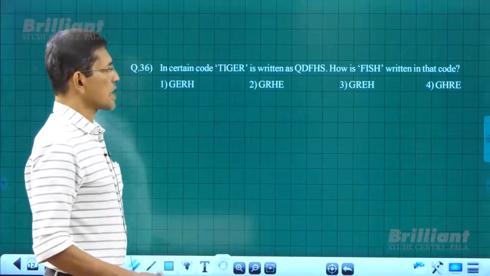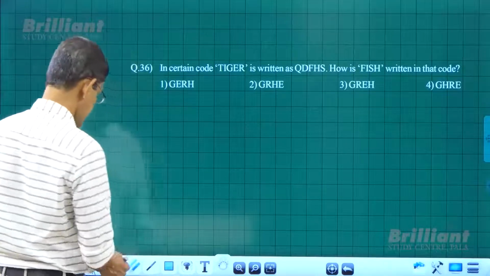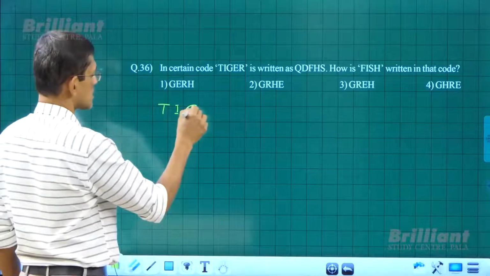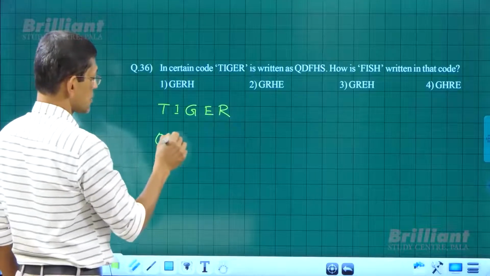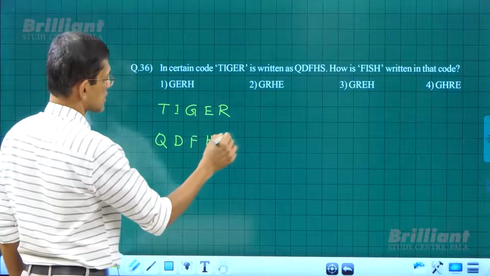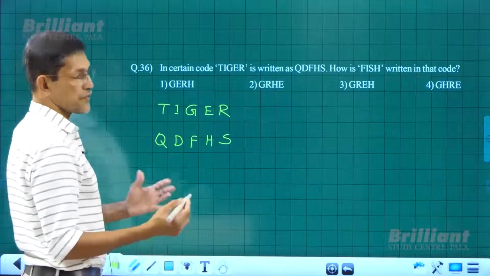Now question number 36. In a certain code, tiger is written as QDFHS. And what is the code for fish?